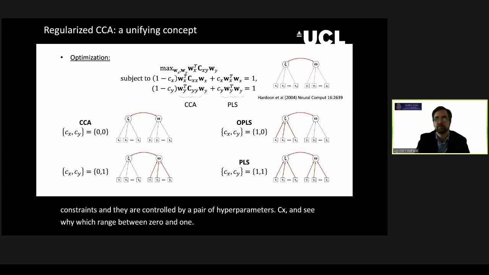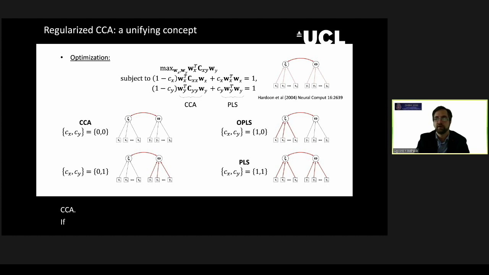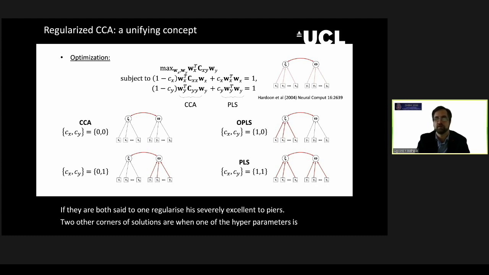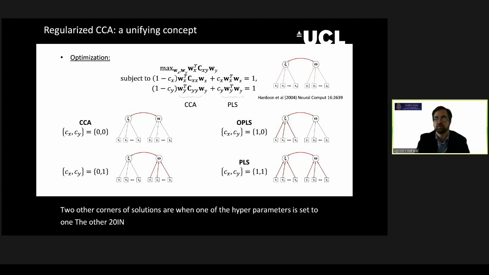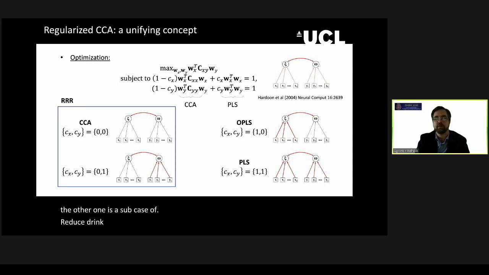If these hyperparameters are both set to 0, regularized CCA will be equivalent to CCA. If they are both set to 1, regularized CCA will be equivalent to PLS. Two other corner solutions are when one of the hyperparameters is set to 1, the other to 0. In one case, it's called orthonormalized PLS, or shortly OPLS. The other one is a subcase of reduced rank regression. And indeed, we can see that both solutions on the left represent the previously discussed reduced rank regression forms.